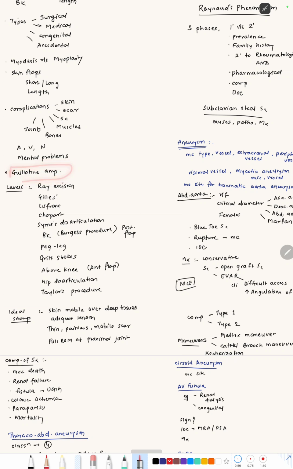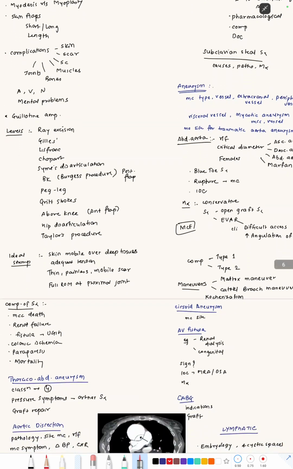Then guillotine amputation. Guillotine amputation means everything is cut at the same level. In guillotine amputation, all the tissues are cut at the same level, which is generally preferred in children. It is contraindicated in case of adults.